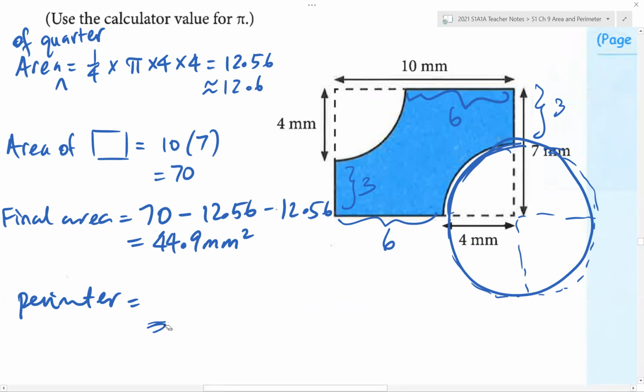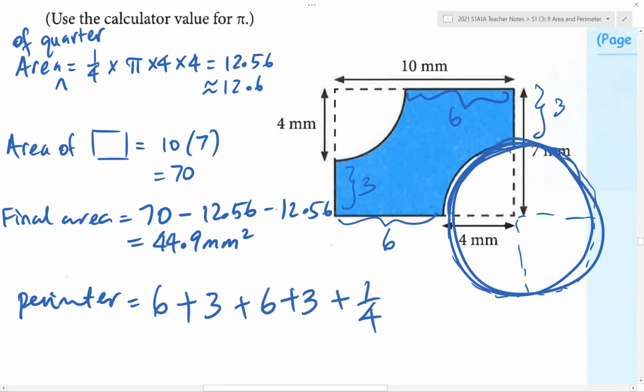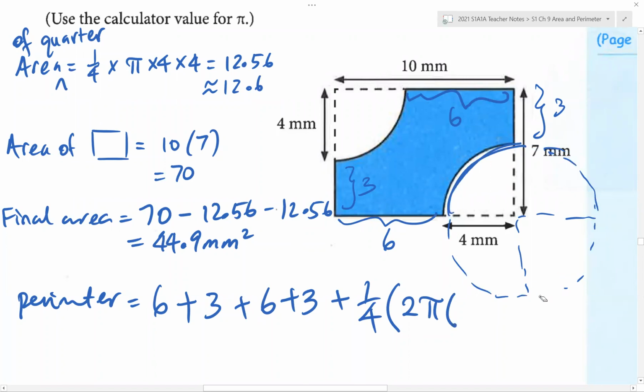So we should be taking 6 plus 3 plus 6 plus 3 plus 1/4 of a circle, isn't it? What is the formula for 1/4 of a circle again? The formula that you just said? 2 pi. What is the value for r? What is the radius? 4.